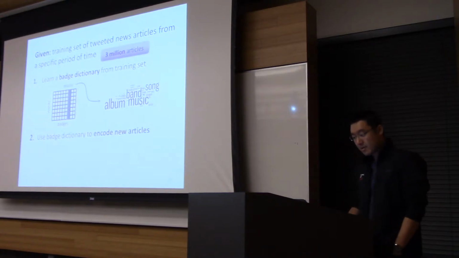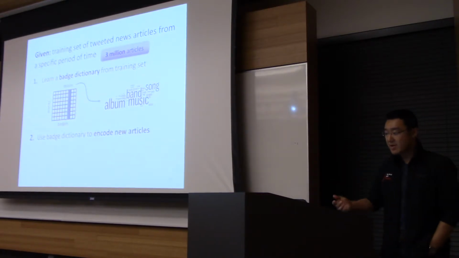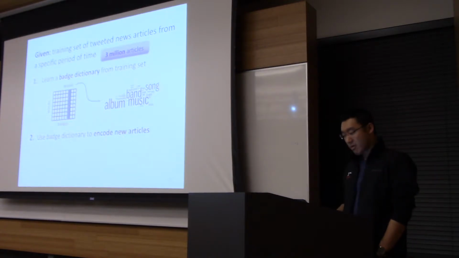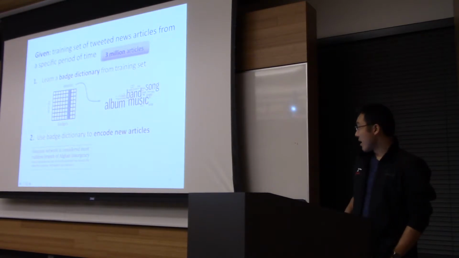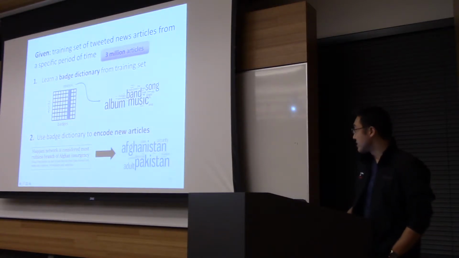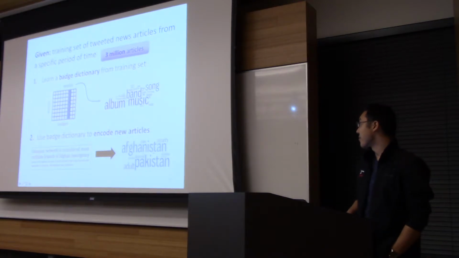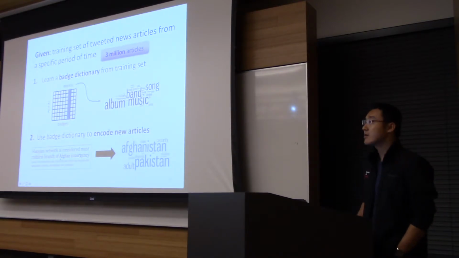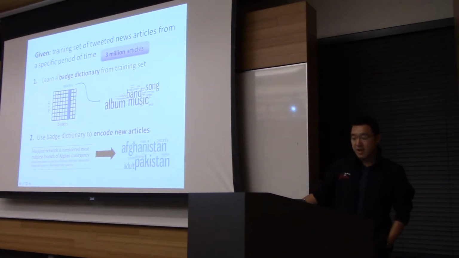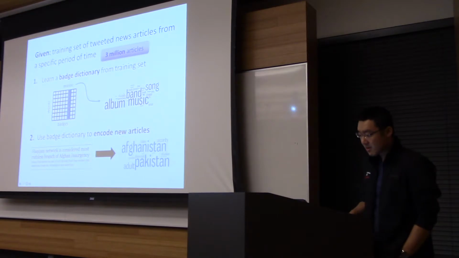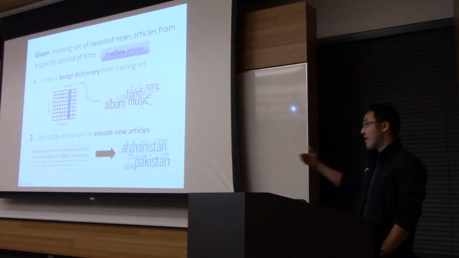And then we're going to use the badge dictionary to encode new articles. So, if we have this article, and we want to represent it as a linear combination over badges, then that will give us this bag of words distribution for this article. So at the end of the day, we still have a bag of words representation, but it has this low-dimensional bottleneck, which is badges, that creates this type of a bag of words representation rather than one that's super fine-grained over every word.